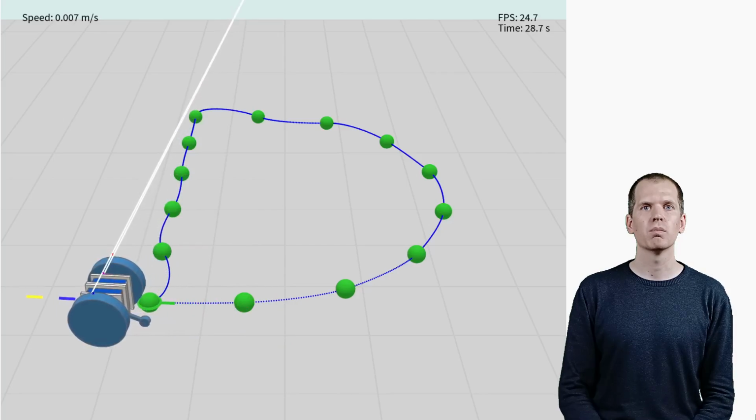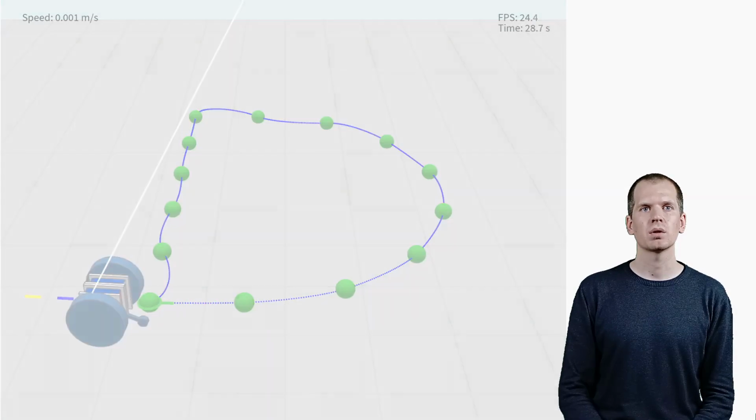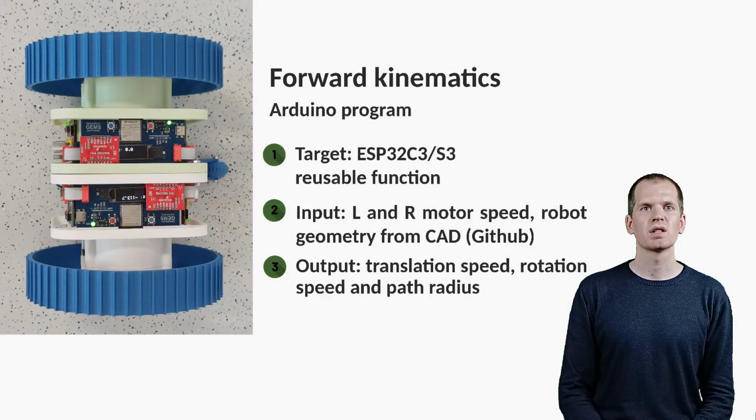First, speed of both motors is 0 Hz. Second, speed of both motors is 40 Hz. Third, speed of one motor is 20 Hz and speed of the other is minus 20 Hz. Fourth, speed of one motor is 40 Hz and speed of the other is 20 Hz.